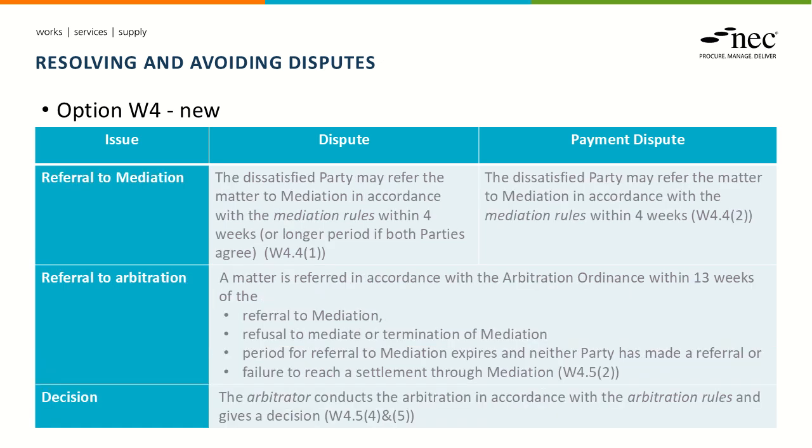If a party is dissatisfied with the decision, whether it's from the service manager or the adjudicator, if it's a payment dispute, then the next step in the escalation process would be to refer it to mediation. And that would be done in accordance with mediation rules that are identified in contract data. Depending on the outcome of the mediation or progress with mediation, final step would be to refer the matter to arbitration. And that would be done in accordance with the arbitration rules.